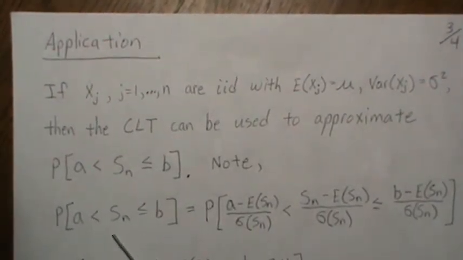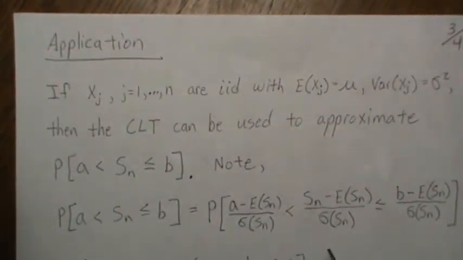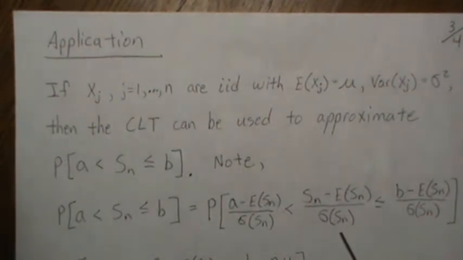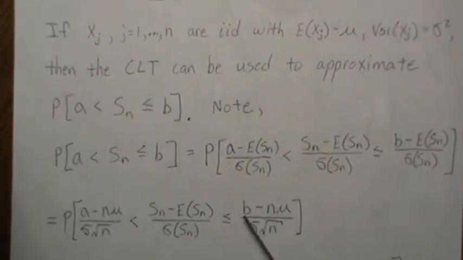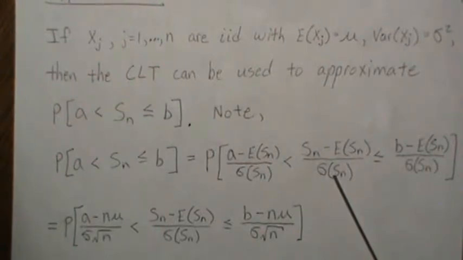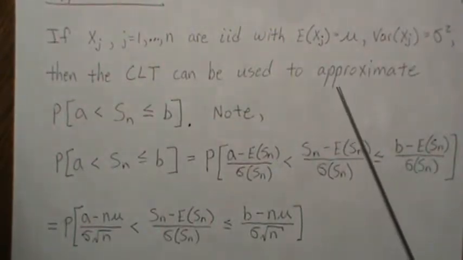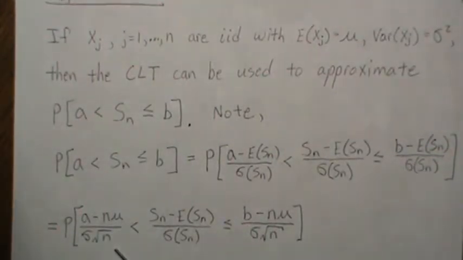If we subtract the mean and divide by the standard deviation everywhere, we get this. But this right here we showed goes to standard normal. Because this is the mean and there are n of them, we get n mu, and since they're n IID, the variance would be n times sigma squared, so the standard deviation is sigma times the square root of n. So I just plugged in the values here.